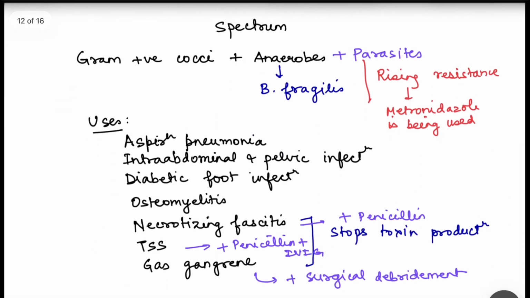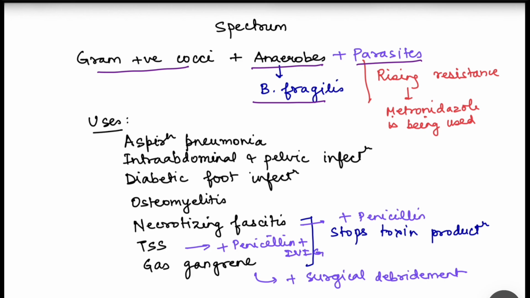Now what is the spectrum? Well, it is active against gram-positive cocci, but it is not used much against these gram-positive cocci. Its main use is because of its activity against anaerobes, especially the bacteroides. So clindamycin is used against anaerobes, especially the bacteroides, and it is also used for certain parasites. But remember that even against these bacteroides there is rising resistance, and lately metronidazole is being used.